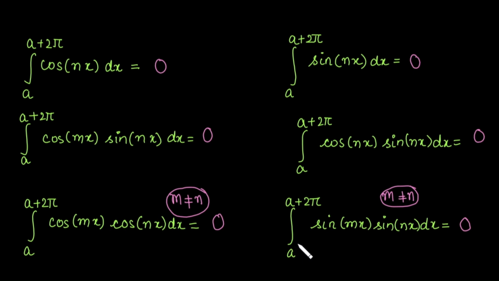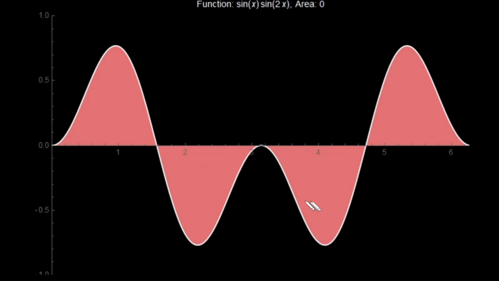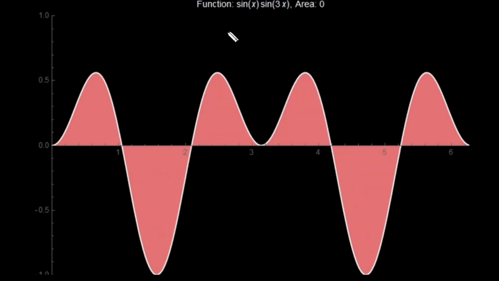Now you can observe from the graph, here we have taken the curve as sin x into sin 2x from the interval 0 to 2 pi. If you observe, area under this curve is 0. Now observe the pattern for sin 3x into sin x. Again in this case, area under this curve is 0, and same observation you will have till they are not seen.